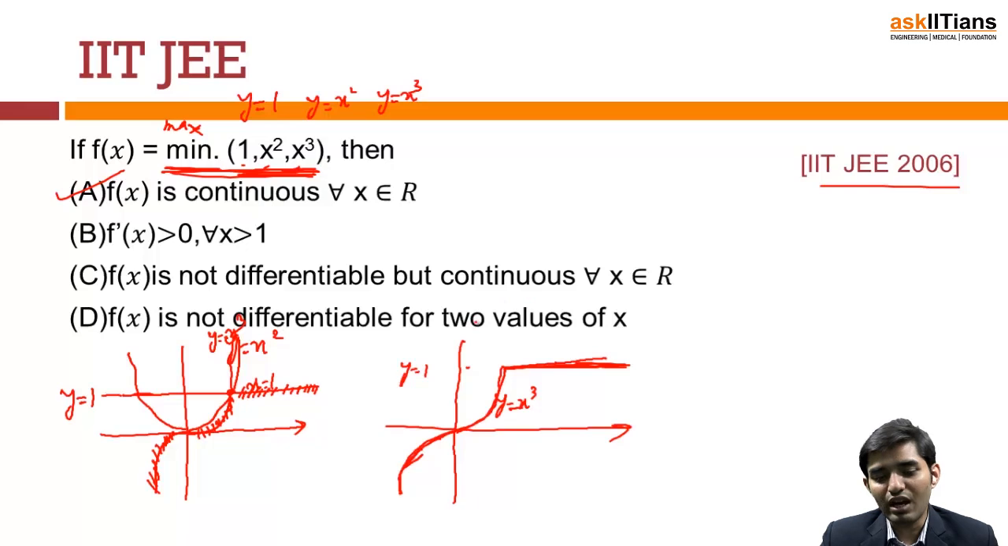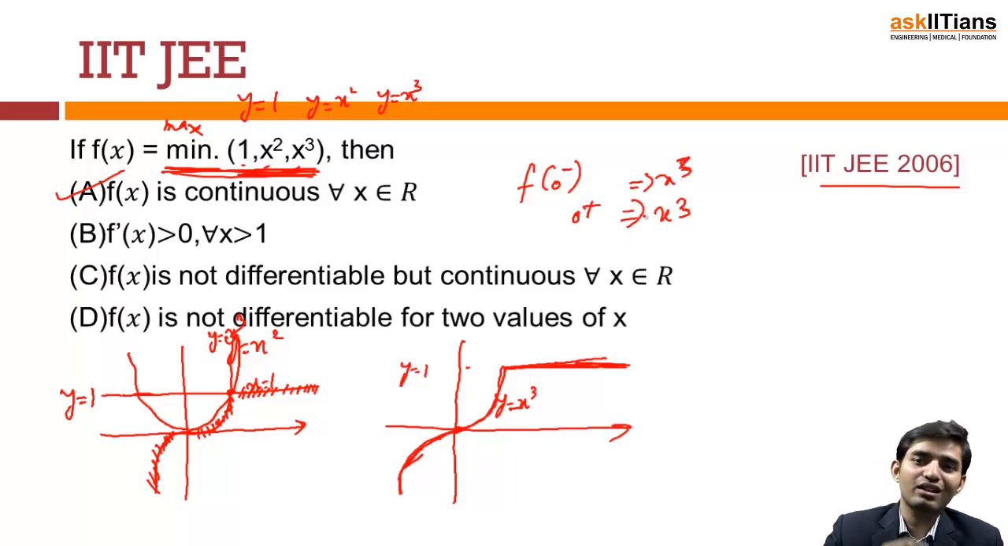So this is continuous, and also it is differentiable at x equal to 0, because for 0 minus also it's following the graph of x cube, and for 0 plus also it's following the graph of x cube. For 0 minus and 0 plus, both these values, it is following the graph of x cube only. So at x equal to 0 it is differentiable, but it is not differentiable at x equal to 1.